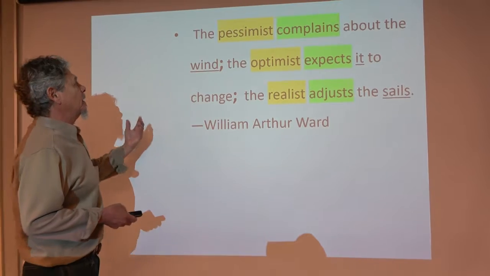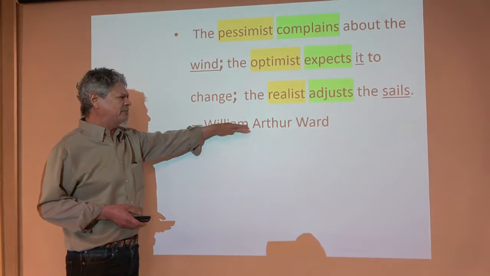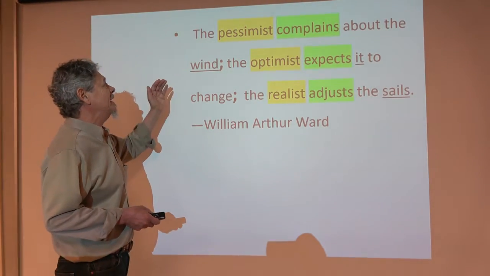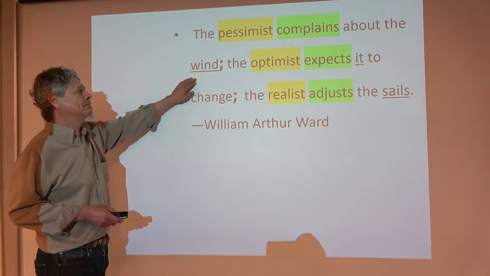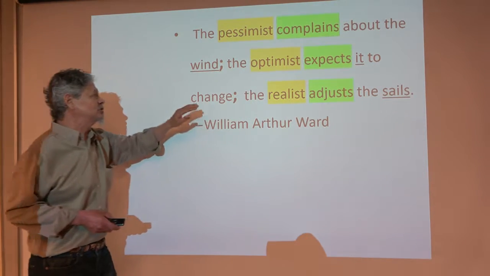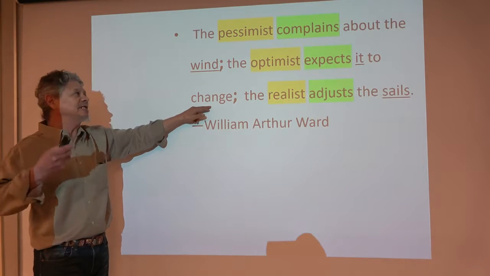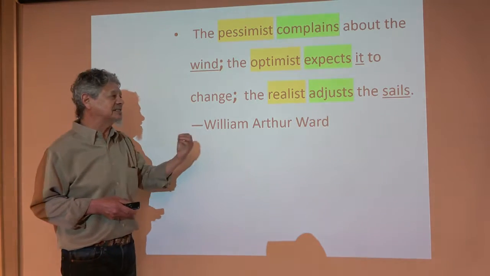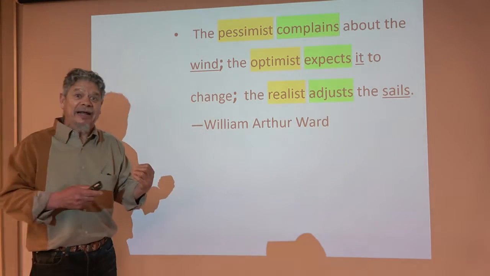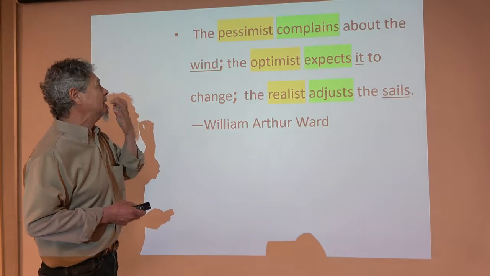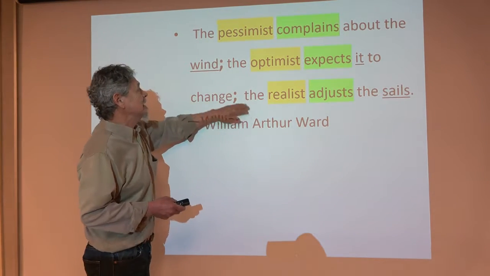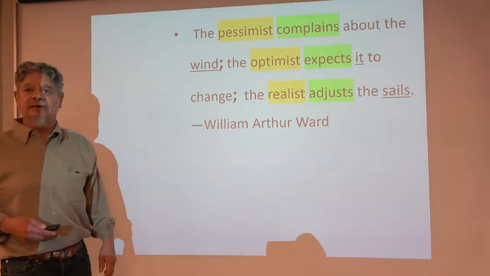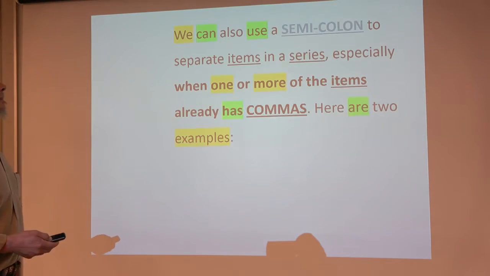Okay. So I was looking up the people, but I didn't look him up. I don't know who he is. The pessimist complains about the wind; the optimist expects it to change. The person who thinks positively, oh, it's gonna go away; the realist adjusts the sails, gets prepared for a strong wind. Okay? So these are three independent clauses. It's not a series. They're just semicolons. Okay? All right.